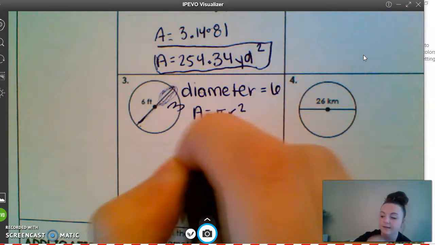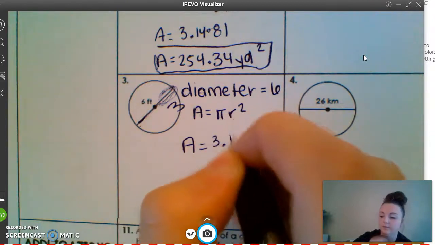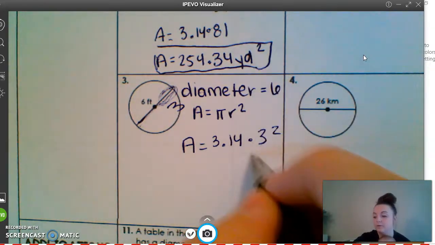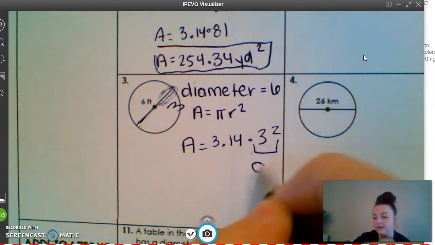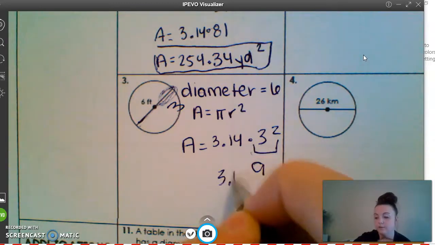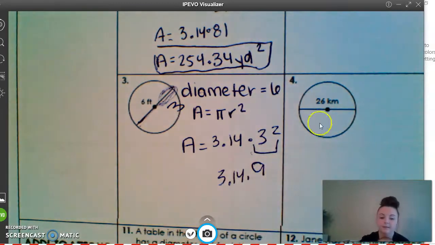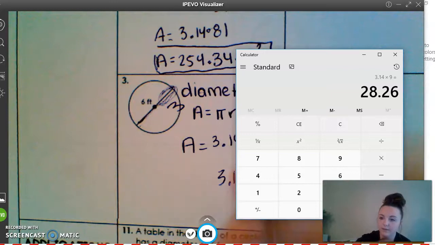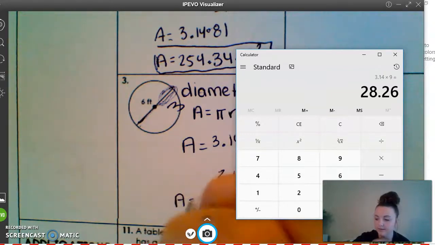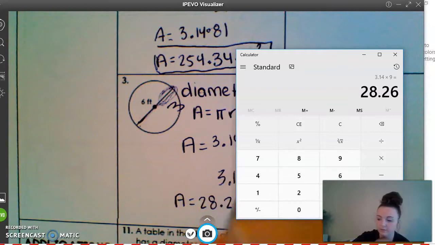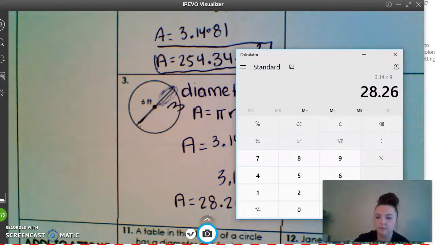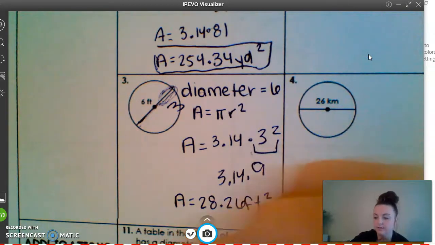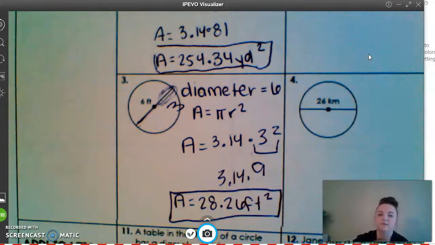So, area now equals 3.14 times 3 squared, because half of 6 is 3. Well, 3 times 3 is 9. So we do 3.14 times 9. Let's get the calculator out. 3.14 times 9, that's 28.26. So area equals 28.26 feet squared, because we keep our units, but we square them. Okay, that's the answer on that one.